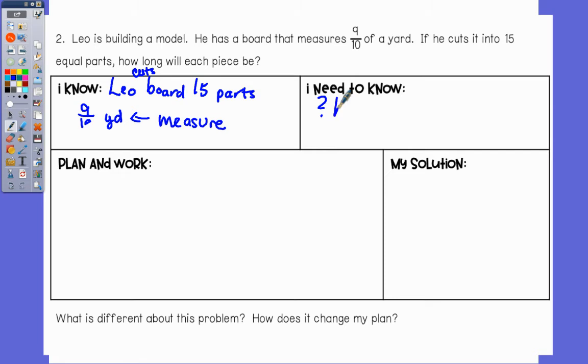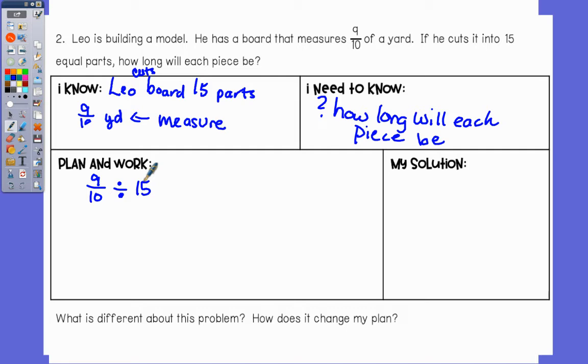What do we want to know? How long will each piece be? So I have a 9/10 of a yard board, and I'm dividing it into 15 pieces. Now think about what we just did the first time. We had 15 pounds of sugar, and we were putting them into 7/8 pounds of containers. This time we have 9/10 of a yard of a board, and we're cutting it into 15 pieces. So it's like opposite, right?